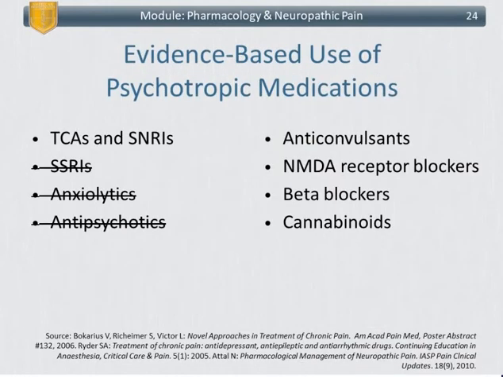Okay, so evidence-based use of psychotropic medications does exist for tricyclics, for SNRIs, of which there's primarily Cymbalta, which is duloxetine, and venlafaxine, marketed under the name Effexor. Anticonvulsants, NMDA receptors, beta blockers, and cannabinoids, all of these psychotropic medications, there is some evidence. Anxiolytics, antipsychotics, and SSRIs do not appear to have direct analgesic effects.